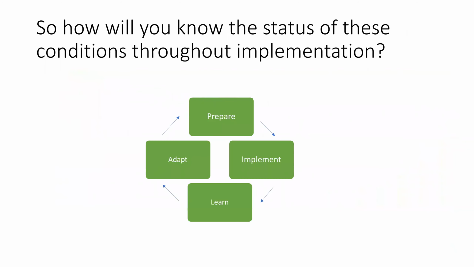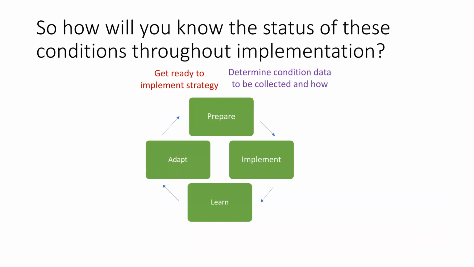Okay, so how will you know the status of these conditions through implementation? You will do this as you work through each pilot cycle. Think about it as another kind of simultaneous layer that happens as you implement your core strategies. Here's how it looks. So as you know, the prepare phase is about getting ready to implement your strategies. And we're going to dig into that a little bit deeper next. But at the same time, it's also an opportunity for you to consider the conditions and what data you may want to be collecting during this round of implementation. So not only what data, but how will you collect that data?